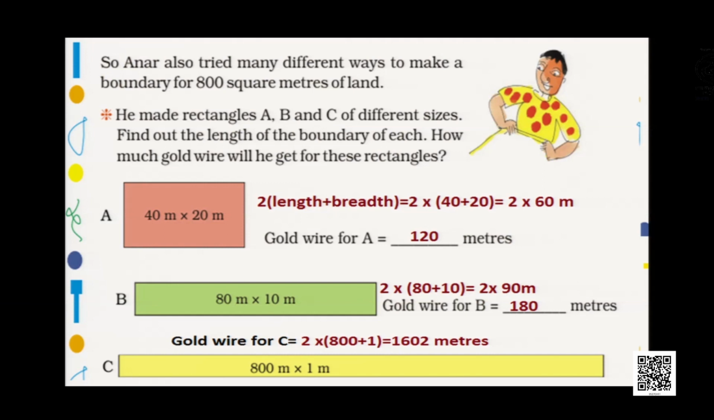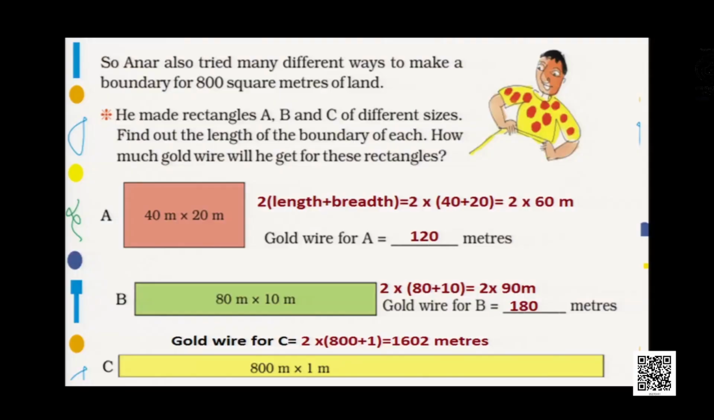He was still thinking, how can I make my gold a bigger amount. So he made another rectangle of area 800 square meter. Okay, how he had made it? He had made the length 800 meter and breadth 1 meter. See, here the area is 800 into 1, 800 square meter. Okay, but what will be the perimeter? Perimeter will be 1602 meters.